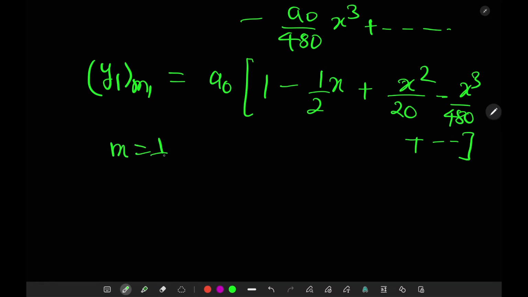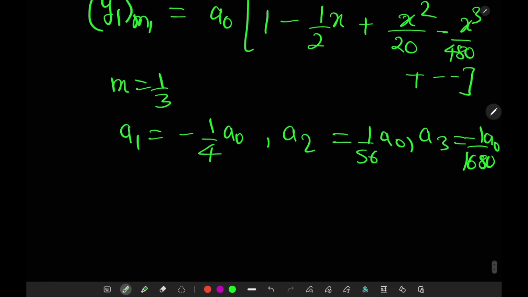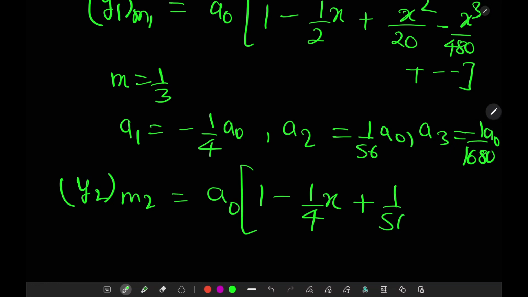Now for m equal to 1 by 3, we get the value of a1 is equal to minus 1 by 4 a naught, and similarly a2 is equal to 1 by 56 a naught, and a3 is equal to 1 by 1680 a naught. Now y2 for m equal to 1 by 3 is equal to this value, 1 minus 1 by 4 x plus 1 by 56 x square minus this value.